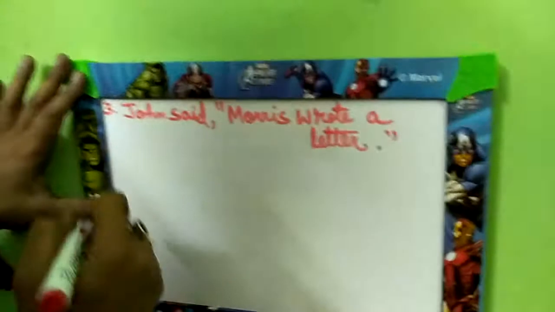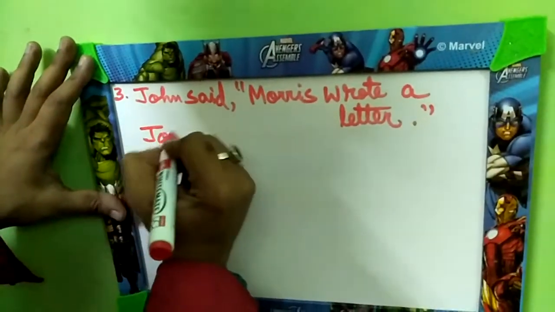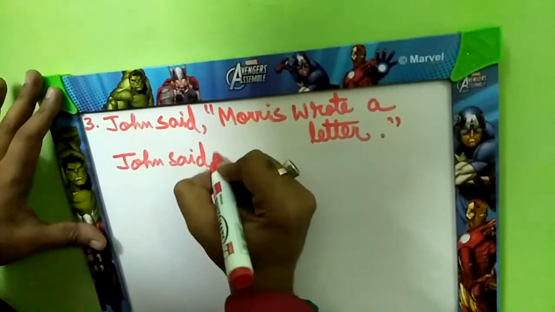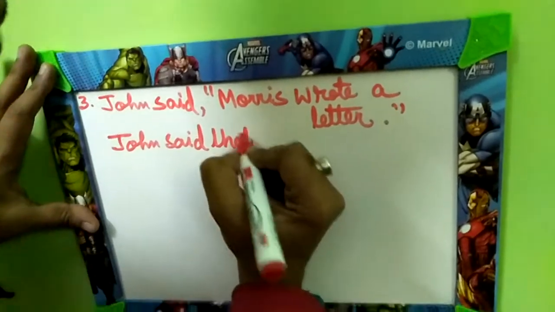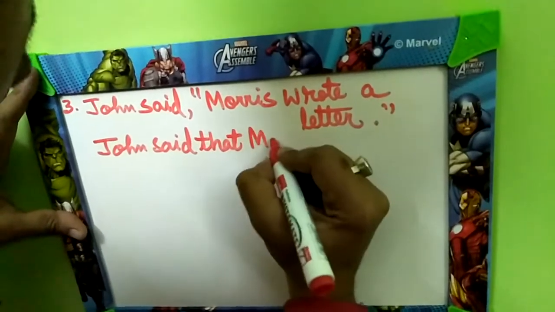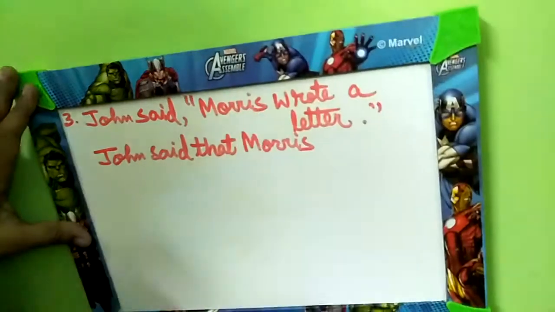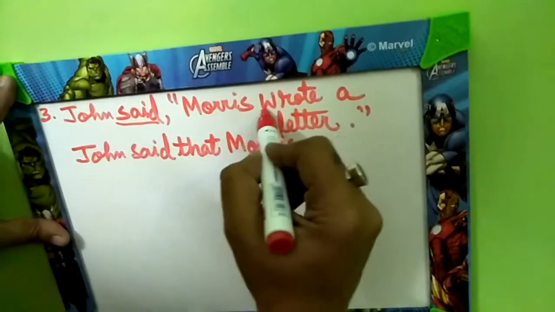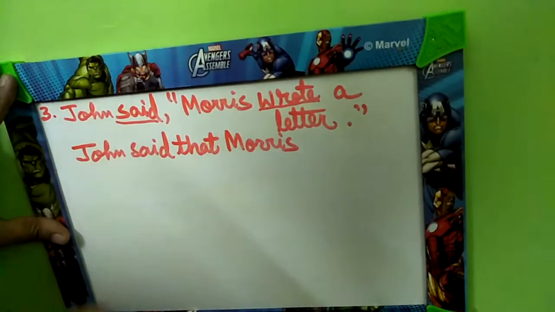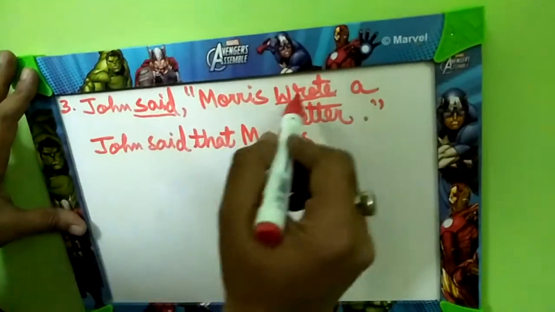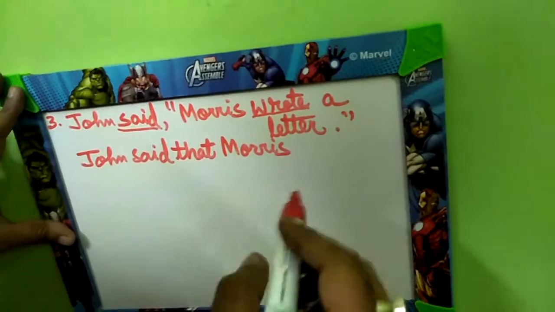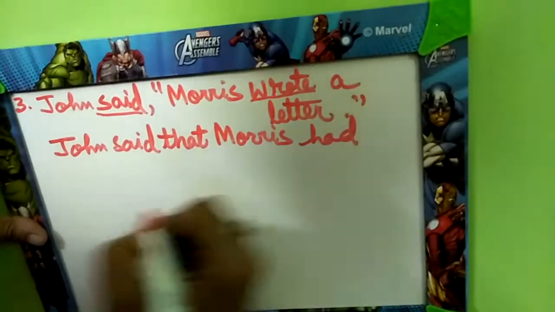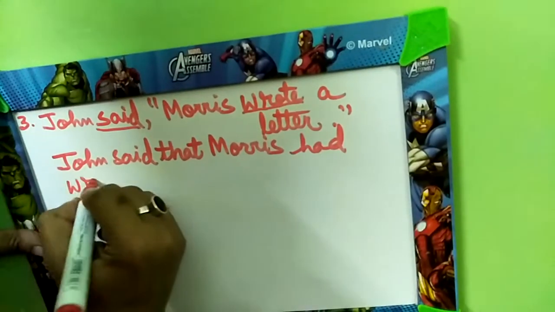John said, "Morris wrote a letter." So John said, there will be no change outside. Remove the inverted commas. The moment we remove inverted commas, we have to put that. Then Morris, no change. Then wrote. Now outside verb is simple past tense. Inside verb is wrote, which is also a simple past tense. So if outside verb is past tense and inside verb is simple past tense, then we write the answer in past perfect tense. So what will be the past perfect of wrote? Had written. John said that Morris had written a letter.